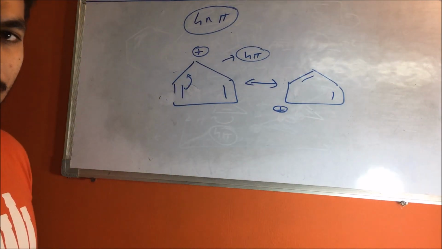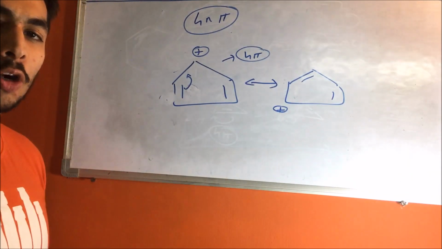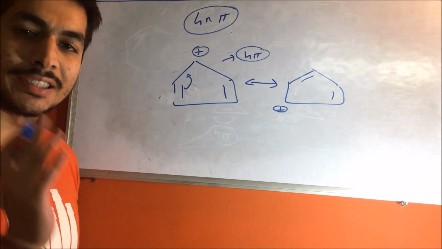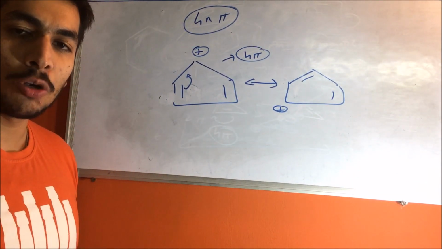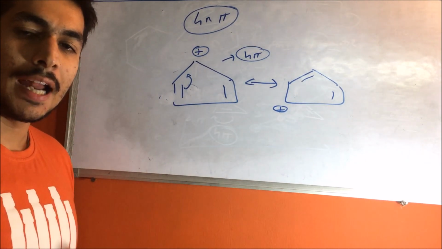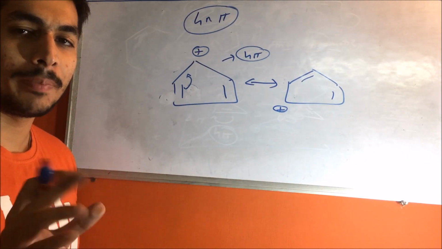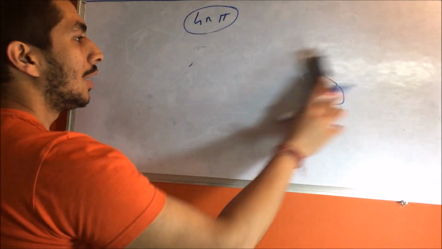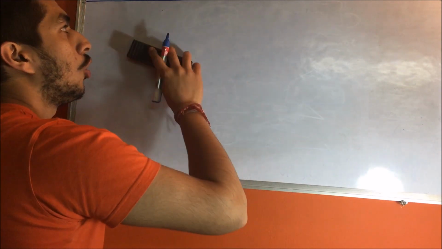So it is anti-aromatic. Okay, so this is the main difference between aromatic and anti-aromatic. Just remember, all the things are the same for aromatic and anti-aromatic. The only thing is that aromatic will follow the 4n plus 2 pi rule, and anti-aromatic will follow the 4n pi electron rule. Okay. Now let's take non-aromatic.